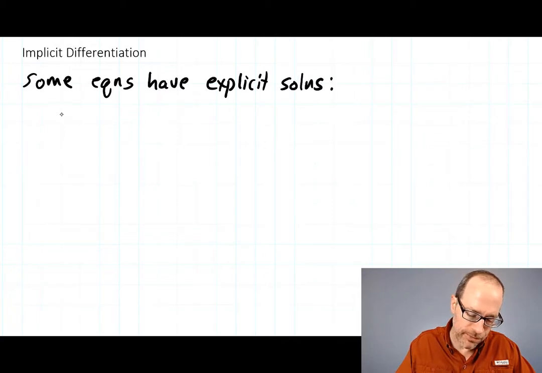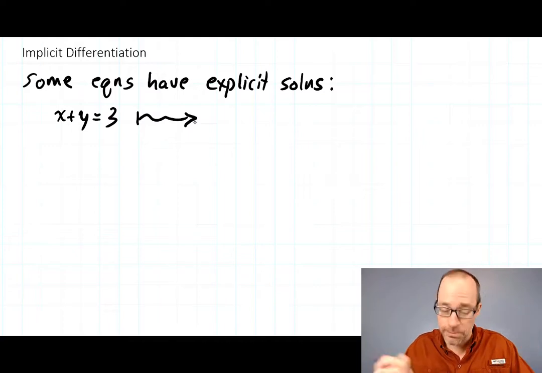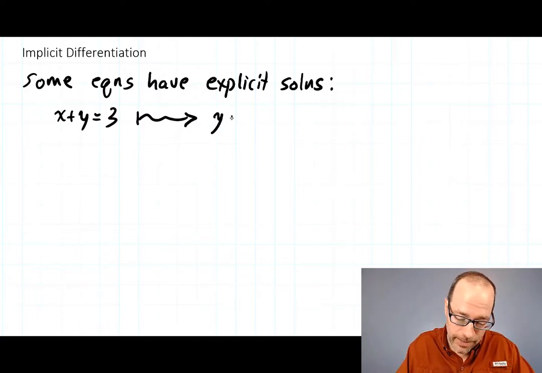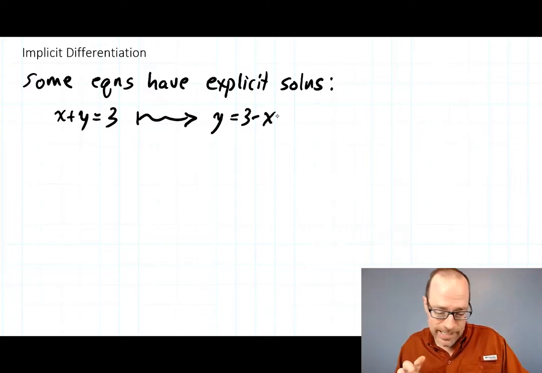So for instance, if I have the equation x plus y equals 3, then I can solve that explicitly for y as y is equal to 3 minus x. Okay? So if I wanted to do derivatives or whatever, it'd be easy now.